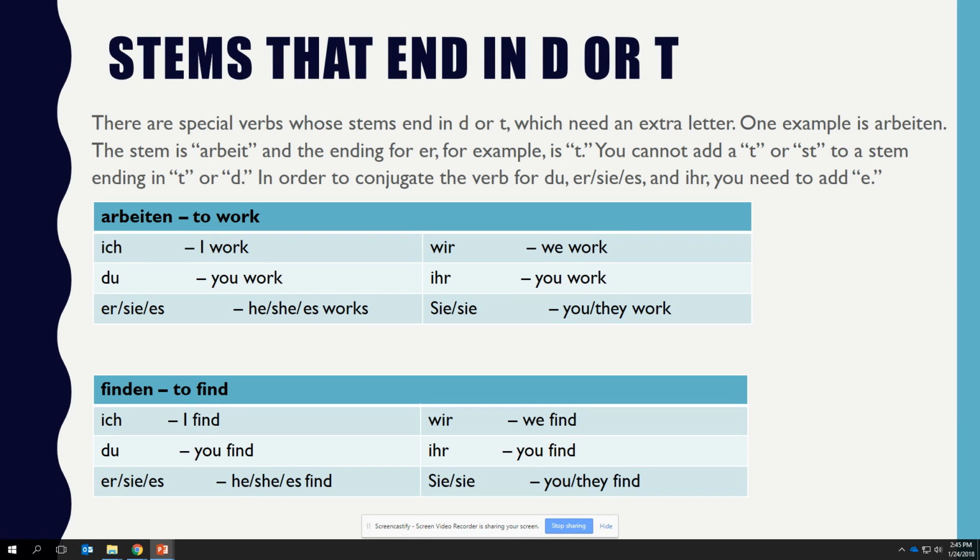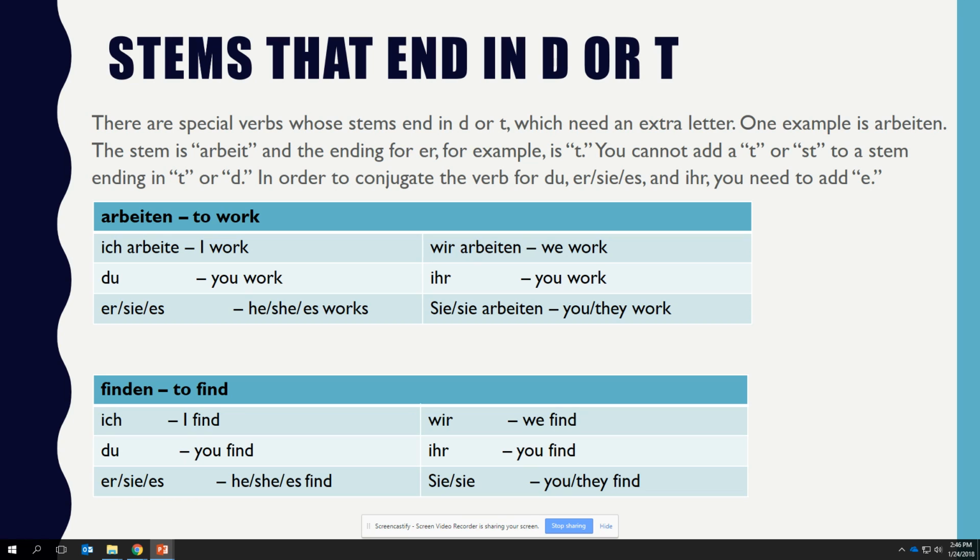We're also going to talk about special stems. There are special verbs whose stems end in D or T, which need an extra letter. One example is arbeiten. The stem is arbeit, and the ending for, for example, ihr is T. You cannot add a T or an ST to a stem that ends in T or D. In order to conjugate the verb for du, sie es, and ihr, you need to add a special letter, E. So we're going to try the regular ones first. The stem is arbeit, so any form that adds an E or an EN, we can already conjugate. For example, ich arbeite, wir arbeiten, sie und Sie arbeiten.